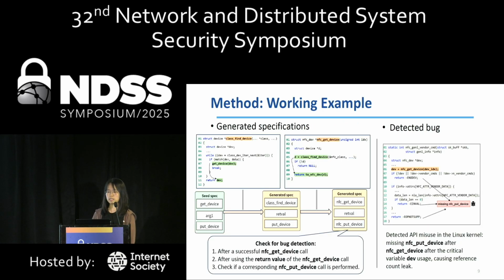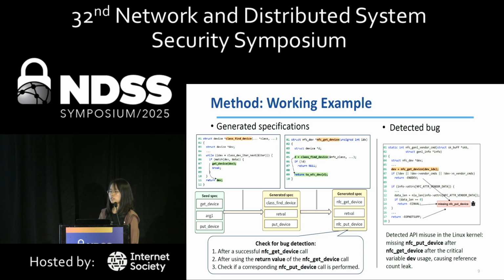Here is an example of a generated specification and a detected bug. The left shows the generated specification for the two functions. Starting with the get device specification, APISpec-Gen performs propagation analysis and identifies that classified device inherits the specification. Similarly, NFC get device inherits from classified device. APISpec-Gen further infers that NFC put device is the post operation for NFC get device.